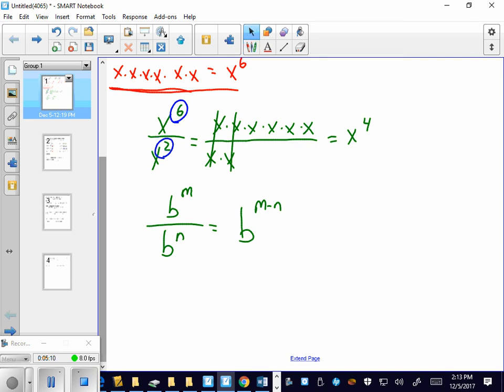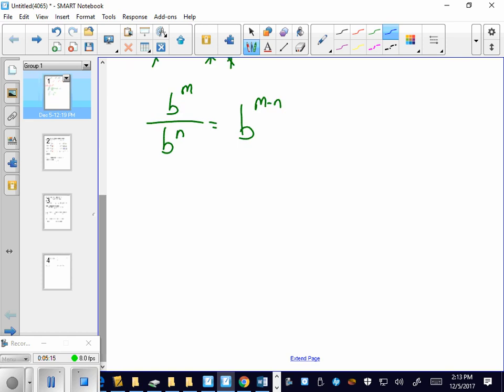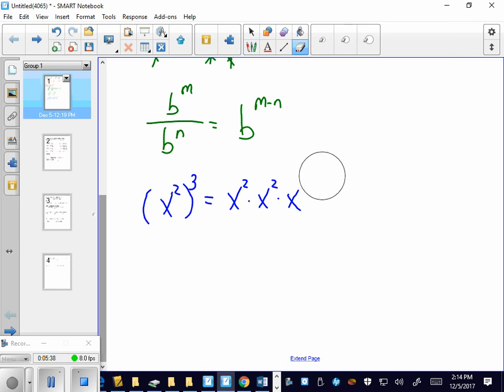The last major property that we need to know is if I have something like x squared to the third power. Now I have something which already has an exponent and I'm raising it to another exponent. What this actually means is x squared times x squared times x squared. That's what it means to raise something to the third power: multiply it by itself 3 times.